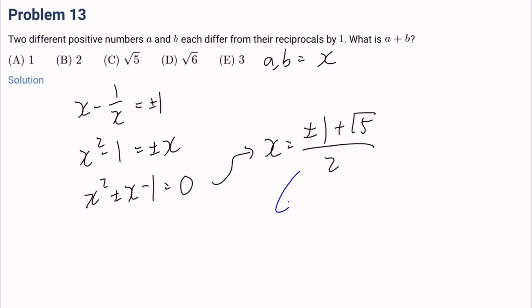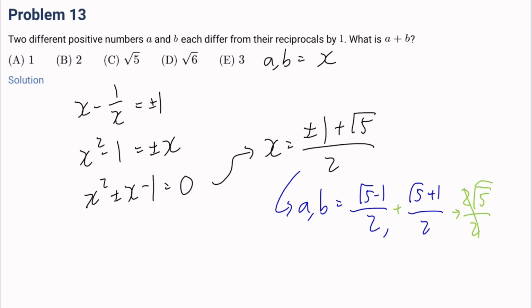So that gives us a and b. A and b, they are root 5 minus 1 over 2 and root 5 plus 1 over 2, right? And so if we add these together, this becomes root 5 times 2 divided by 2, so this is just root 5. The answer is root 5, it's C.